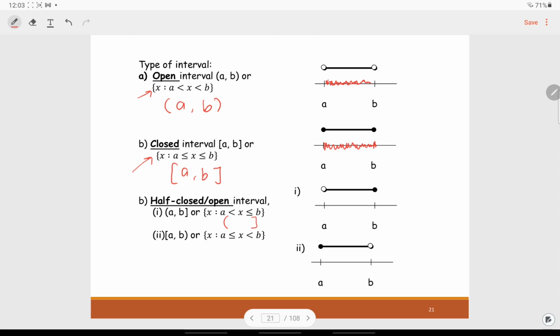For the next set, we have a half closed and half open interval as well, but this time we have the closed interval at the left side and the open interval at the right side. If you look at the graph, we use the white circle to represent the open interval and the black circle to represent the closed interval. So white circle is an open interval, black circle is a closed interval.